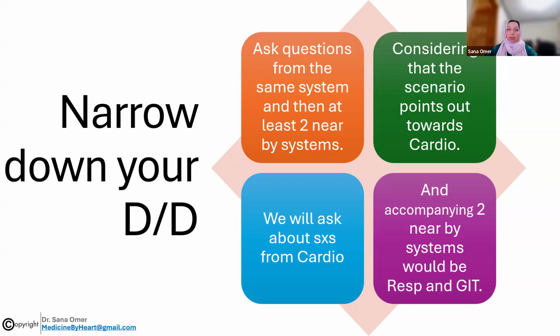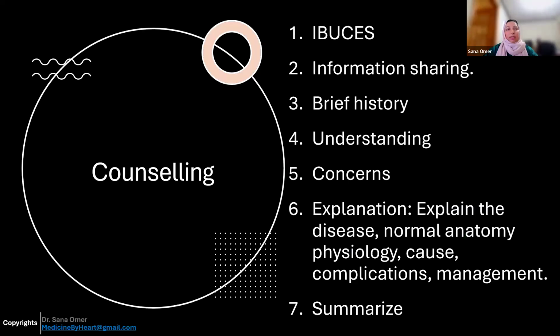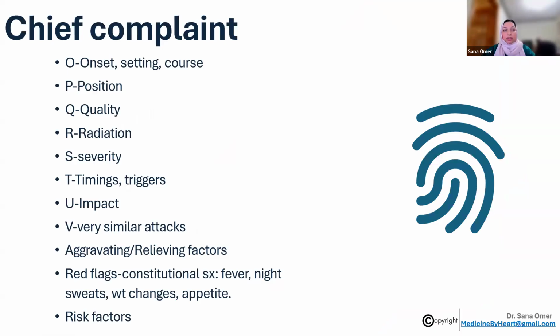So when it comes to a chief complaint, as we discussed earlier as well, we ask about onset, course, position, quality, radiation, severity, timing, impact, aggravating, relieving factors, and the risk factors that can be involved. So this much we discussed in the last class, and then we stopped at history of presenting illness.